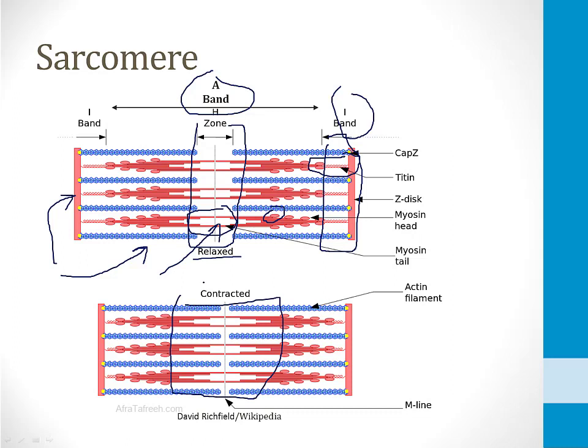What's happened is that the H zone in the middle has shrunk, the I bands have shrunk, but notice that the A band has not changed in size. The A band is the same size in the relaxed or contracted state. And then finally, one other structure that you should be aware of is the M line. That's this line right down the middle of the sarcomere.